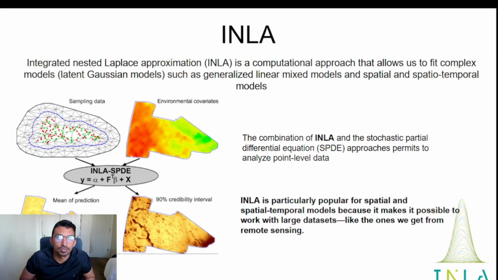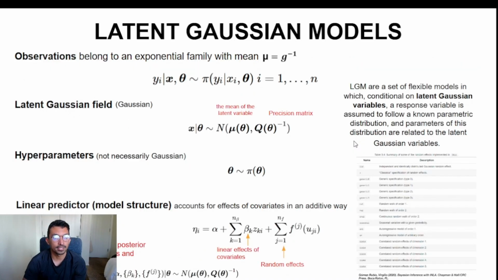INLA tries to fix this kind of latent Gaussian variable model. But at the same time, INLA is pretty famous for spatial temporal models because it's possible to work with big, large data sets like in remote sensing. And combined with SPDE, the stochastic partial differential equation, it provides much better results to explain the spatial variation, right? So let me explain something about the core of latent Gaussian models.